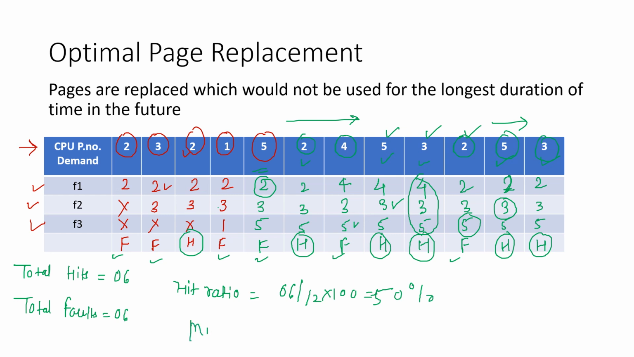And miss ratio, or fault ratio, is 6 upon 12 into 100, that is equal to 50%. So this is how we can solve the optimal page replacement algorithm.